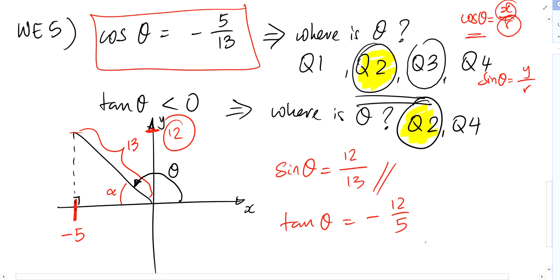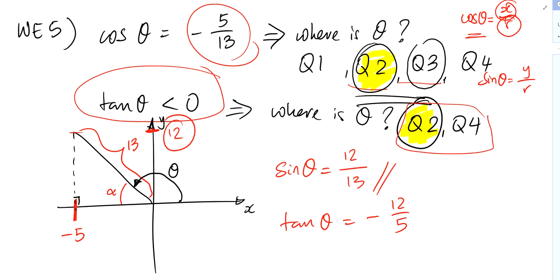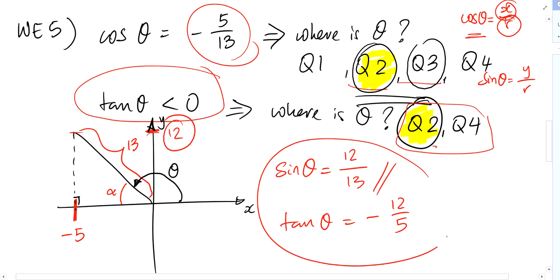So take a step back and look at this question again. The question told us that cosine theta is negative 5 over 13. Then we know that it could be in quadrant 2 or quadrant 3. But they also tell us that tangent theta is less than 0. Then we shortlist to quadrant 2 and quadrant 4. The overlapping quadrant must be where it is found, and that is quadrant number 2. From there, we draw the triangle, find the hypotenuse, find the y coordinate, and write down the two trigo ratios for sine theta and tangent theta.